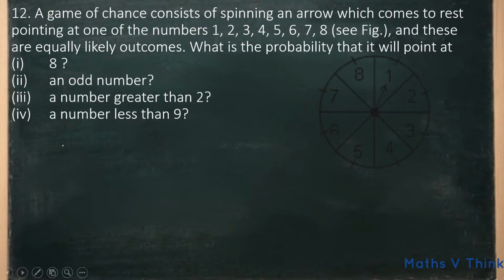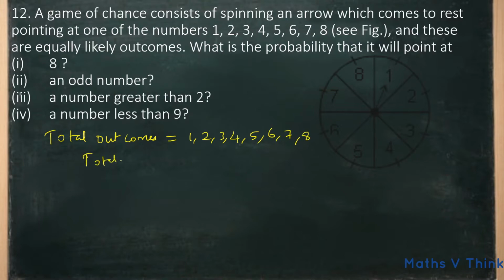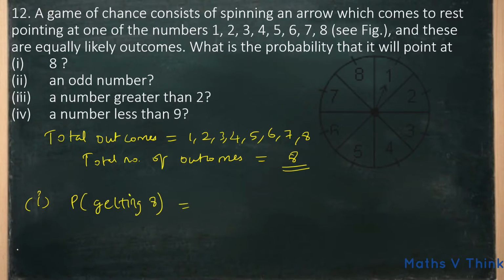So first we'll write the total outcomes, which is equal to 1, 2, 3, 4, 5, 6, 7, 8. The total number of outcomes is 8. Now, first one. What is the probability of getting 8? So, here, getting 8, we have only one chance. So, favorable outcome is 1 and the total number of outcomes is 8.